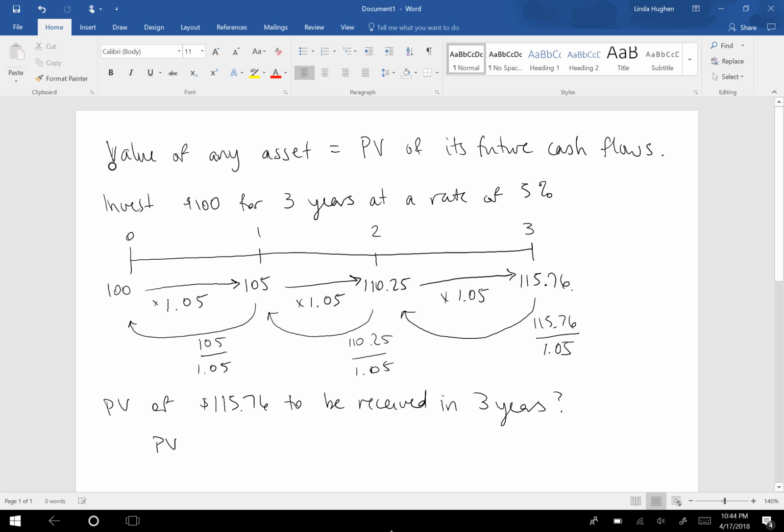So our formula here for present value is equal to the future value divided by 1 plus the interest rate to the exponent of the number of years that we are investing. In this case, that present value is equal to the future value of $115.76 divided by 1.05 to the third, and this works out to be 100, just as we expected.